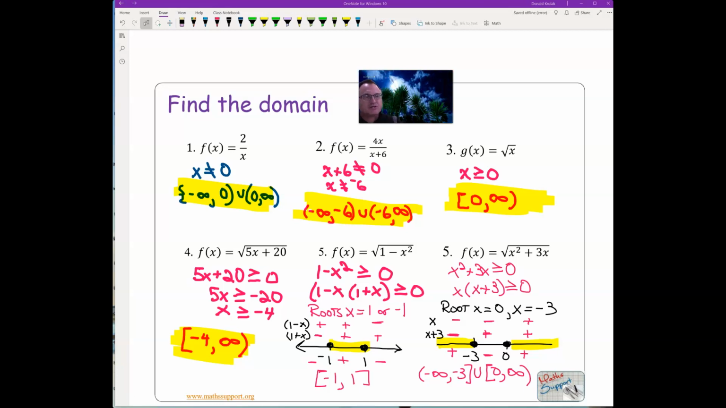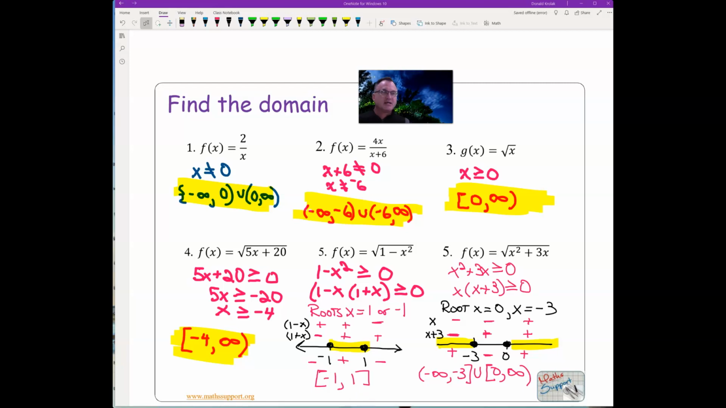When we have an expression under a radical, it's allowed to be greater than or equal to 0. So this would be all numbers bigger than or equal to 0. Same deal with number 4. That expression has to be greater than or equal to 0 after you plug the x in. So we solve it, and we get x is greater than or equal to -4. So there's our interval.